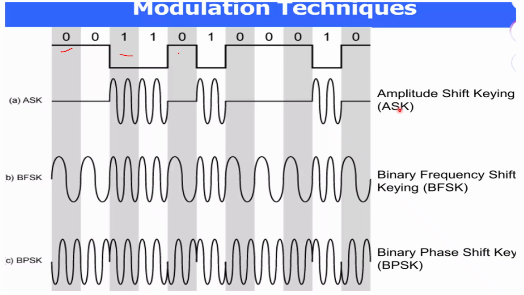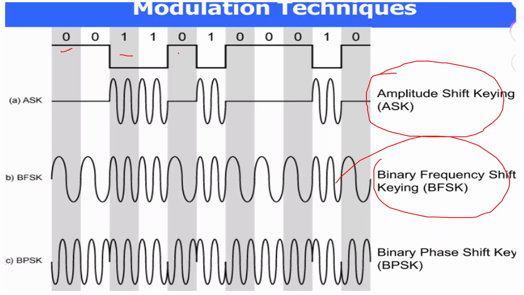So the first technique is called amplitude shift keying. Remember, these are the modulation techniques in digital transmission systems, right? If you remember, in analog we used amplitude modulation, frequency modulation, and phase modulation. So here also it is very equivalent to that. Amplitude shifting is very equivalent to amplitude modulation, then frequency modulation, then phase modulation.